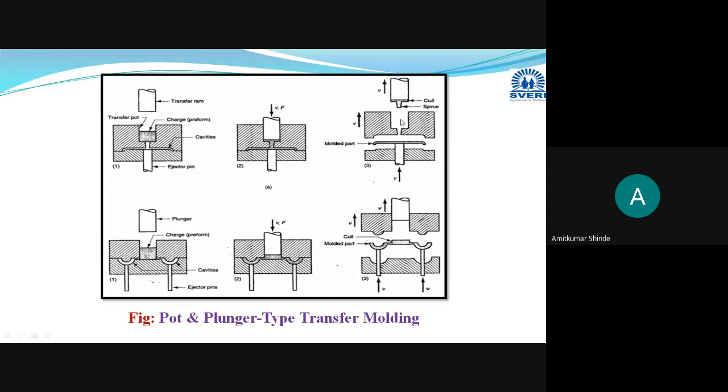And the machining required here, you have to remove this material. Okay, and here you have to remove this material. Here, machining you have to perform on the molded parts. So this is the basic working diagram, principles of pot type and plunger type transfer molding process, and basic differences present between these two types of transfer molding process.